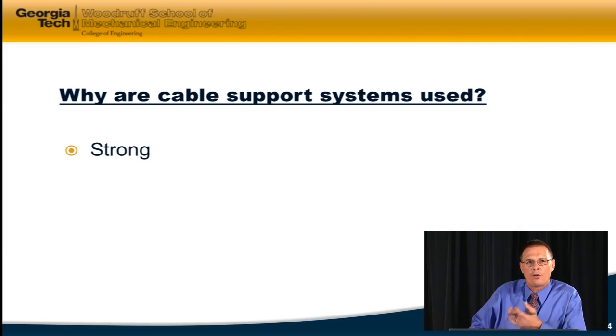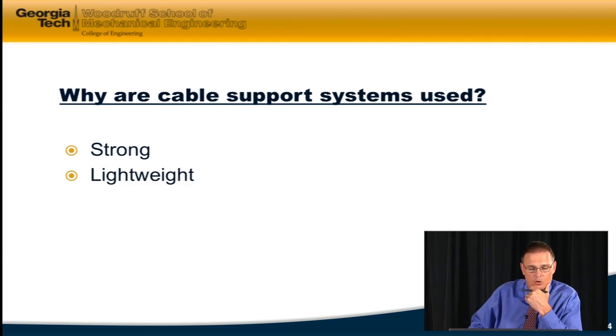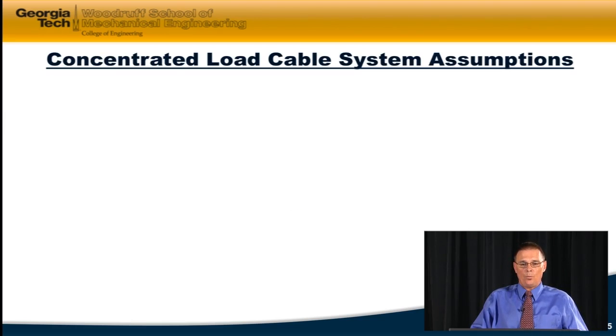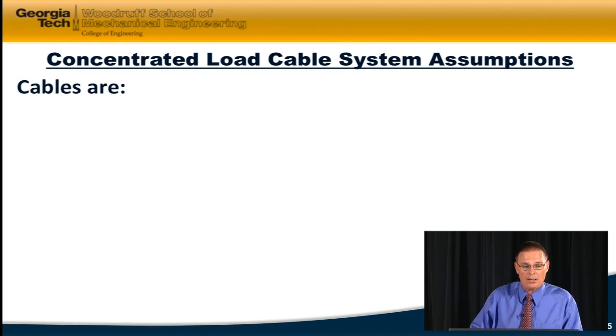Okay, the things that you should have found out that are advantages for cable support systems are that they are strong, they're lightweight, and they are flexible engineering structures. And so we make some assumptions based on those observations of cable systems. We're going to look at the concentrated load cable systems first, the examples like the traffic light or the aerial tram or ski lift.